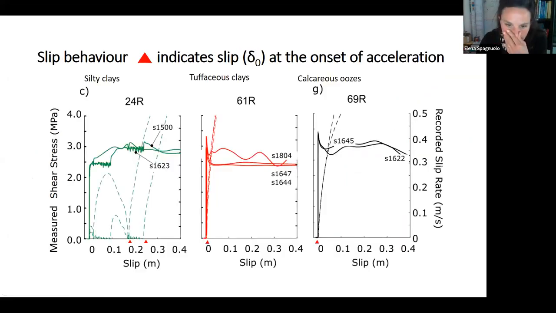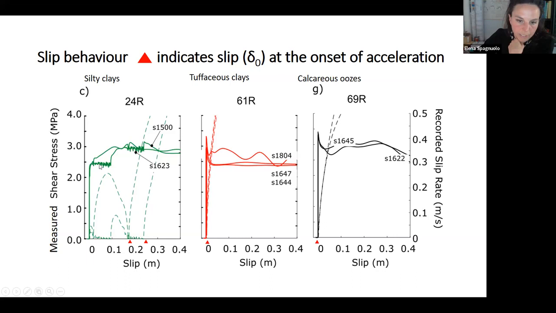Another important aspect to underline and to show is that if we have a group, at least the 3 lithologies, so silty clays, tufaceous clays, calcareous gouges, we can see some very important difference in terms of shear stress versus slip. So before that, we were seeing the dependency with time. Now we are seeing the behavior with slip versus slip. And you can see that here in dashed line, you have these slip events. These slip events here are of the order of 20 centimeter per second, 10 centimeter per second.